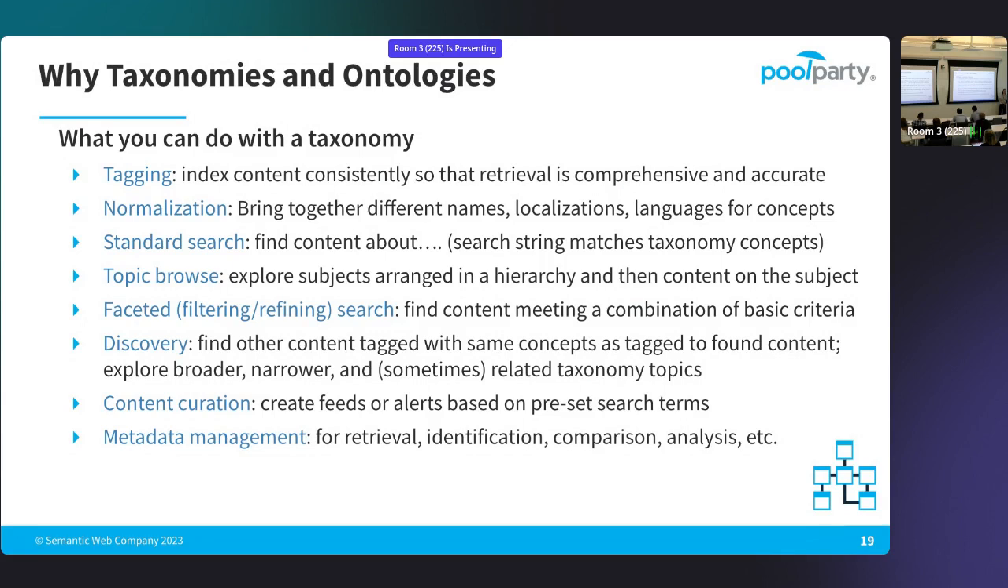Normalization, so that's bringing together different names, localizations, and languages for the same concept. And supporting, of course, search, finding content about something, especially having those search strings first match to concepts in the taxonomy and their system of synonyms, which are then tagged to the content. But also supporting browse, if it's some form of interface, hierarchy, or even just facets, which allow users to explore too, and not just search and find content.